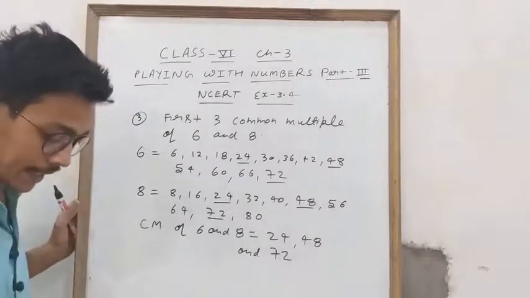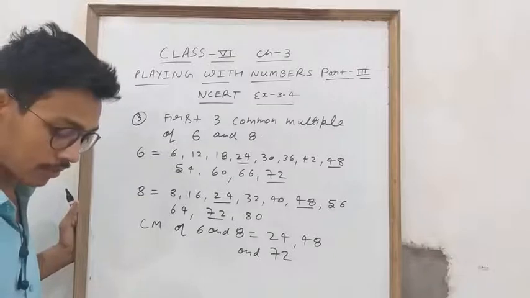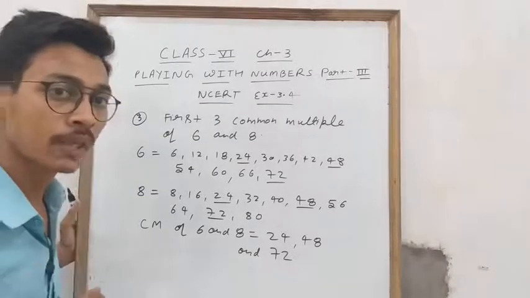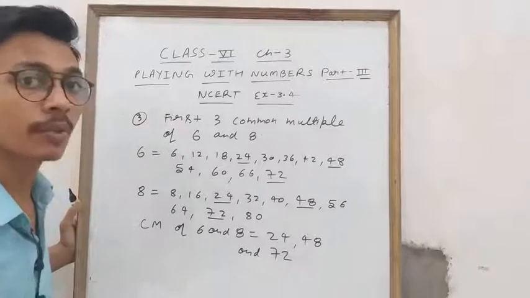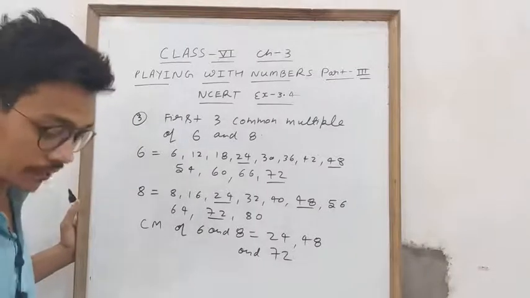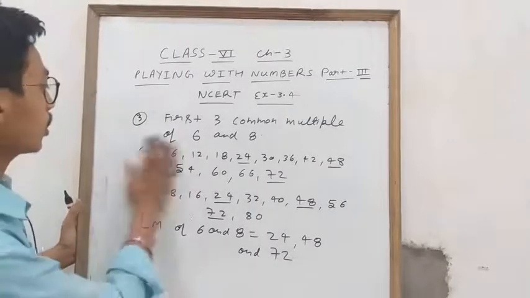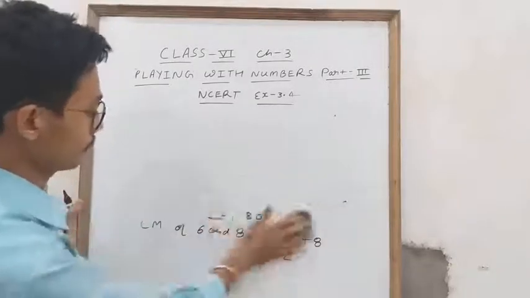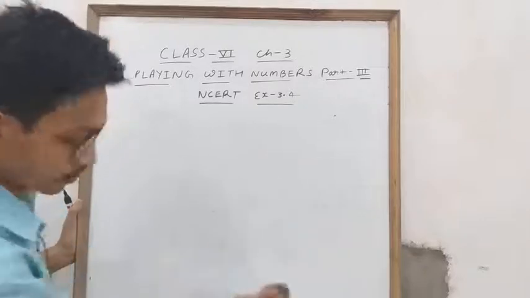Fourth question. Write all the numbers less than 100 which are common multiples of 3 and 4. So common multiple of 3 and 4, student, means common multiple of 12. So you will find out. This is a very easy question. Now come on to the next question, question number 5. See what is given, student.